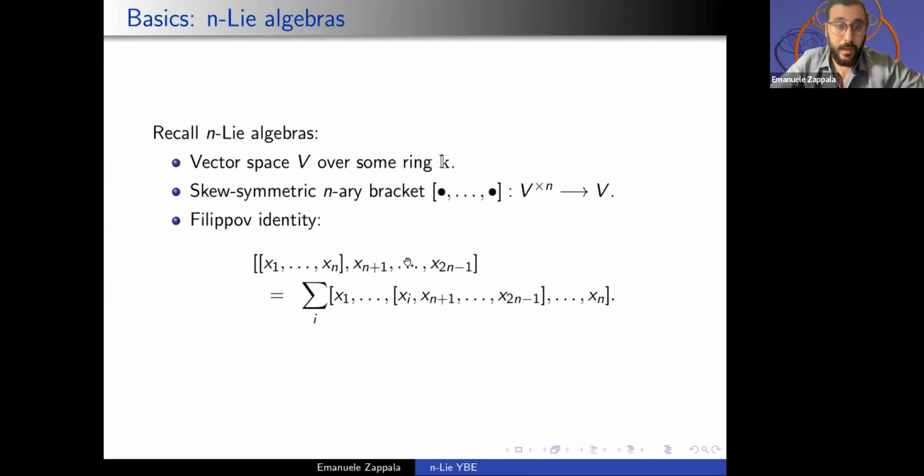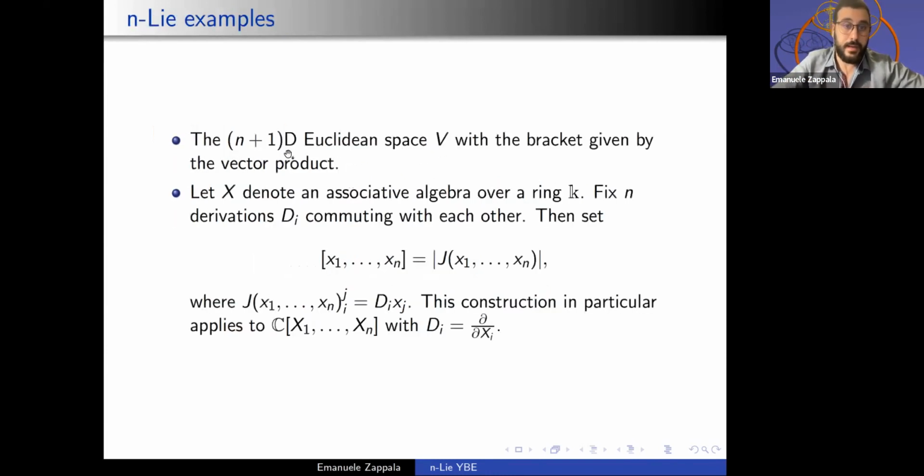So there are very well-known examples of n-Lie algebras. For instance, the n+1 dimensional Euclidean space gives you an n-Lie algebra. So here n+1 and n of n-Lie algebra, they are the same n. So it's an exact construction with n+1 dimensional gives you an n-Lie algebra.